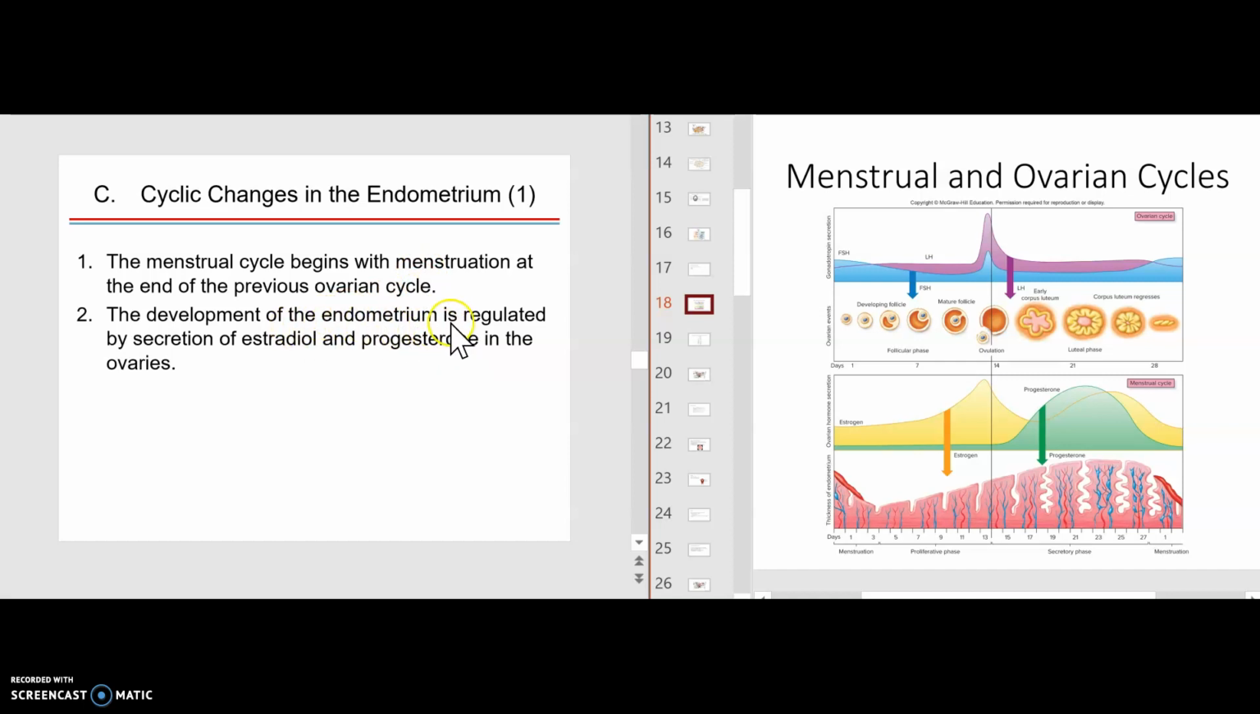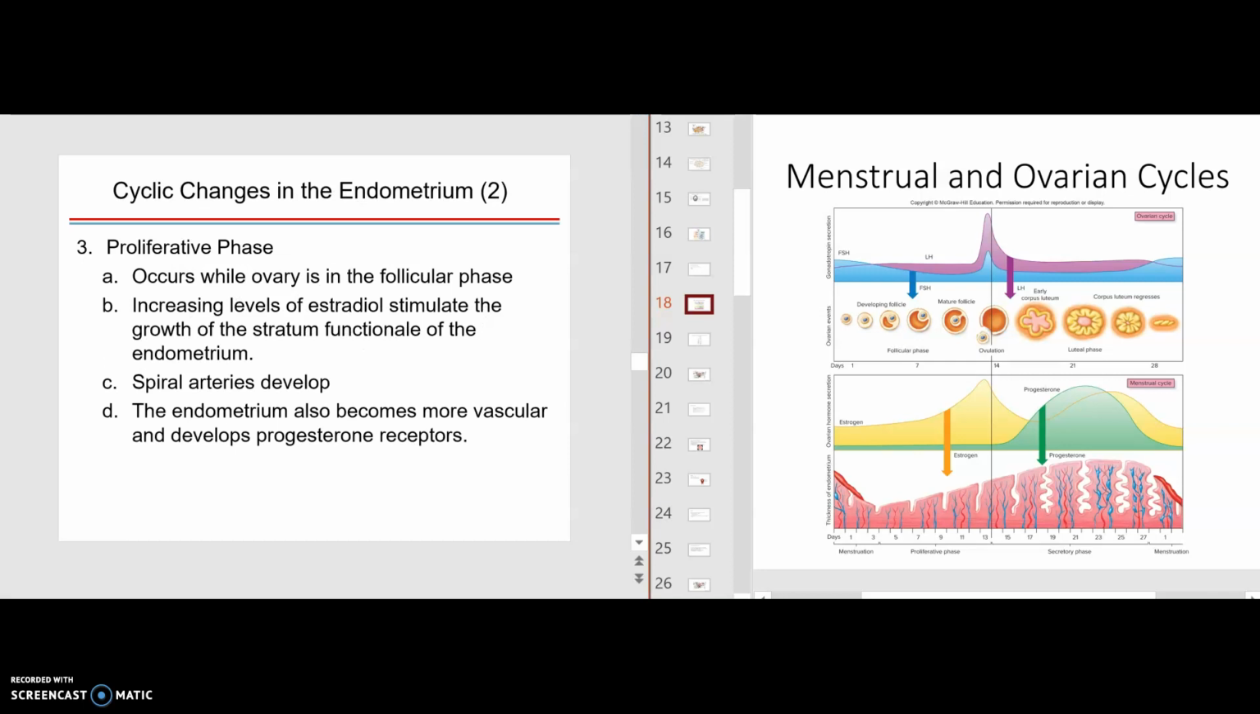The development of the endometrium is regulated by secretion of estradiol and progesterone in the ovaries. Estrogen is being stimulated to be secreted by FSH again. The estrogen from the ovary stimulates the endometrium to grow, which is proliferation of this endometrium, getting thick. So just in case a conceptus, zygote, fertilized egg, can be called many things, comes, it can embed into this stratum functionalis.